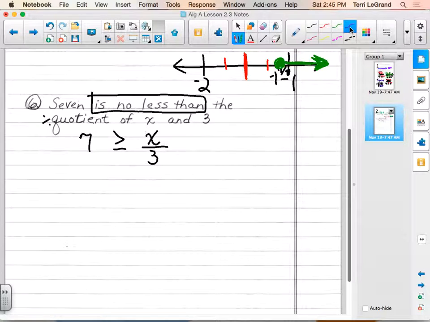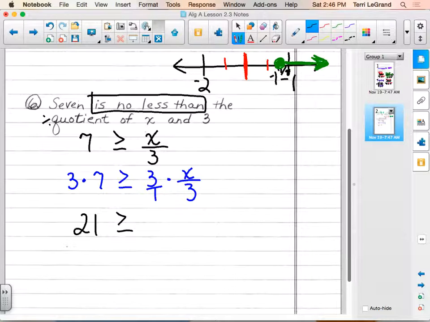And now what we're going to do is solve it. So x is being divided by 3. So we're going to multiply both sides by 3. On the left side, the 3 isn't being multiplied by a fraction. On the right side, there is a fraction involved, so let's put 3 over 1 on that side. So we end up with 3 times 7, 21, is greater than or equal to, these guys cancel, we have x.